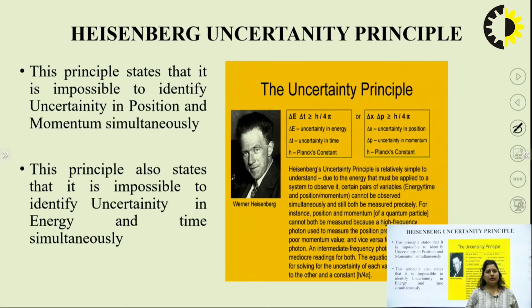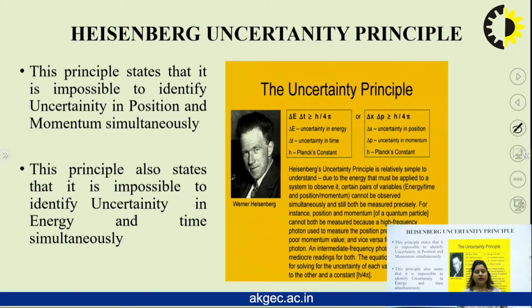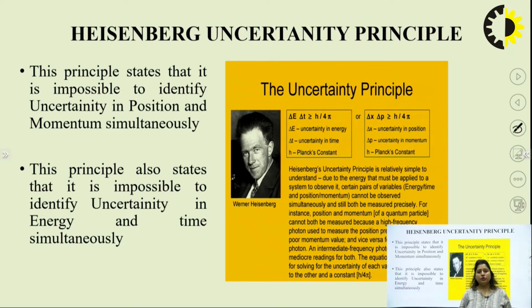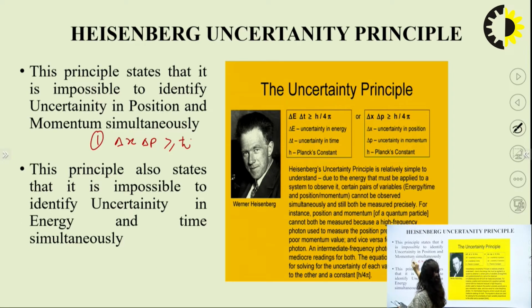Next is the basic principle for the electron or atom existing in a particular lattice. This is called the Heisenberg uncertainty principle, and it states that it is impossible to identify the uncertainty in position and momentum simultaneously. That means the position uncertainty delta x and the momentum uncertainty delta p satisfy delta x times delta p is greater than or equivalent to h cross. So we cannot find the position and the momentum simultaneously at a particular time.